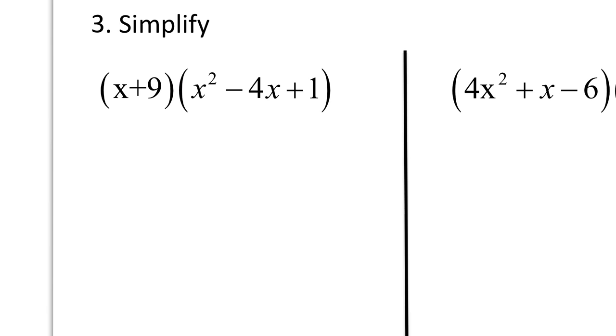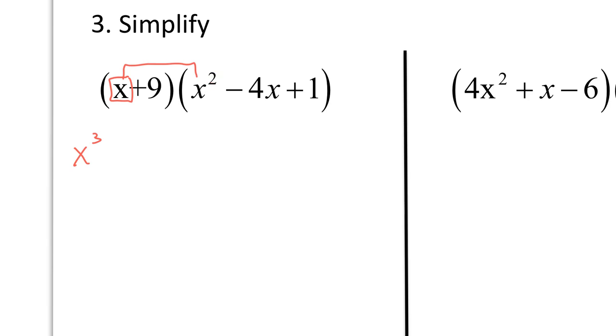So I'm going to take the first term here, x plus 9 times x squared minus 4x plus 1. I take this term, I multiply by the x squared. So that's going to be x cubed because you add the exponents. This has an invisible 1. This has a 2 exponent.